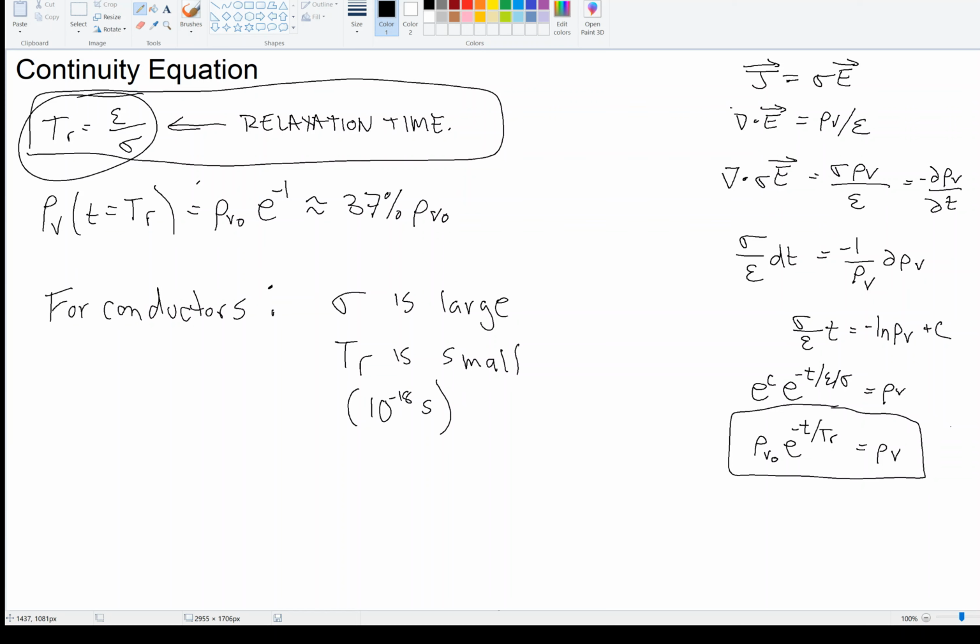Now, interestingly, perfect conductors, we talked a little bit about perfect conductors a couple of videos ago. Perfect conductors have sigma equal to infinity. So for perfect conductors, the relaxation time is 0. So that means charge internal to the perfect conductor is moved instantaneously. That's pretty neat, right?